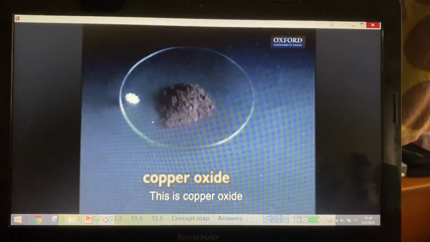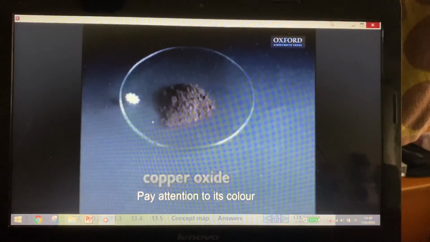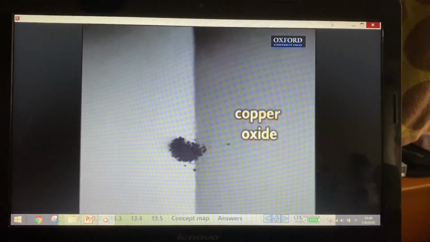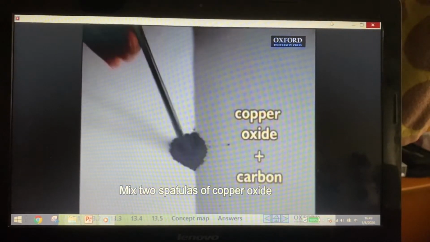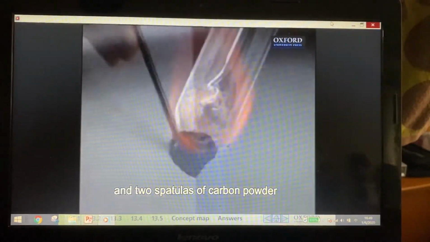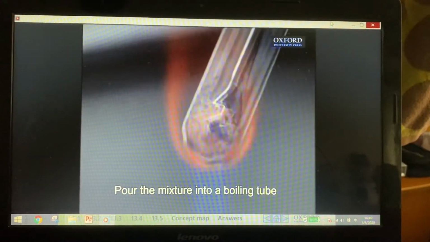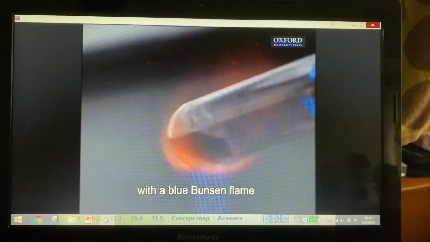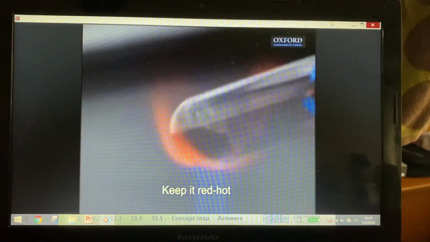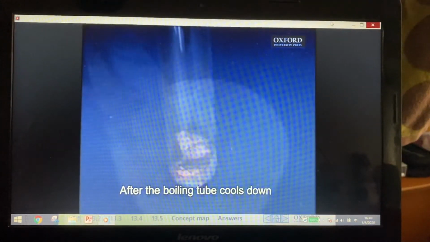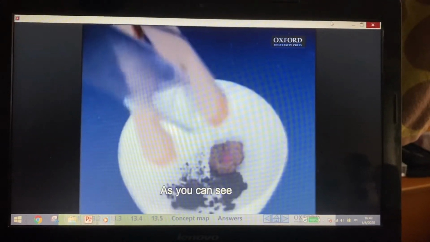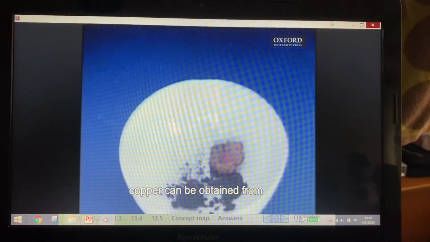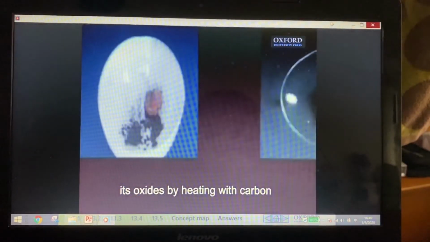This is copper oxide. Pay attention to its color. Mix 2 spatulas of copper oxide and 2 spatulas of carbon powder. Pour the mixture into a boiling tube and heat it strongly with a blue Bunsen flame. Keep it red hot for about 8 minutes. After the boiling tube cools down, pour the contents into an evaporating dish. As you can see, copper can be obtained from its oxide by heating with carbon.